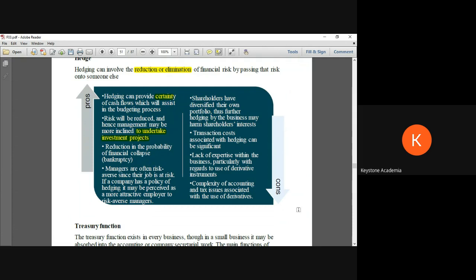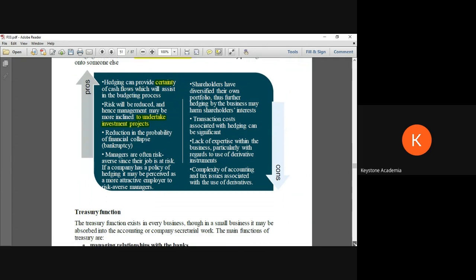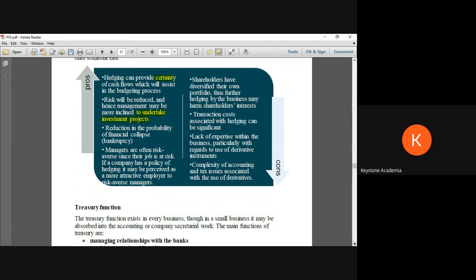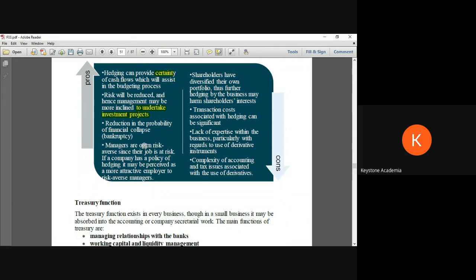Again, reducing the probability. Let's say a company has the majority of its transactions in international currency, and they have not done hedging. So what will happen? There may be a collapse, a financial collapse also. Probability is very low, but impact can be very high.